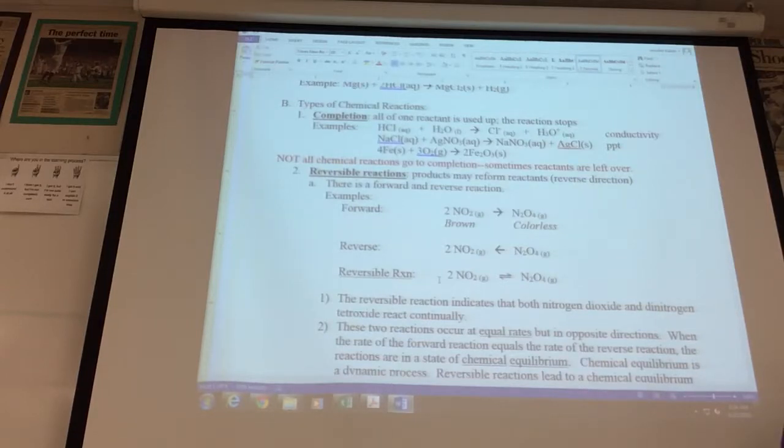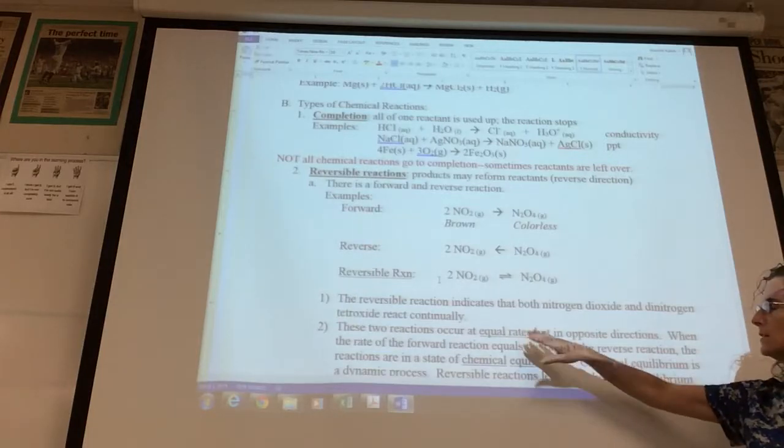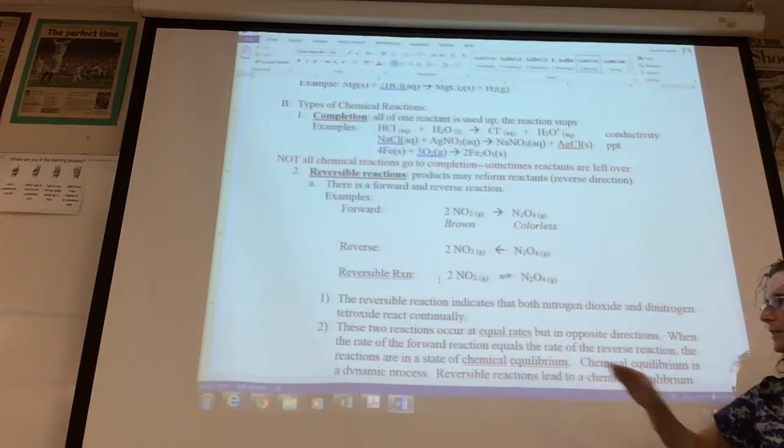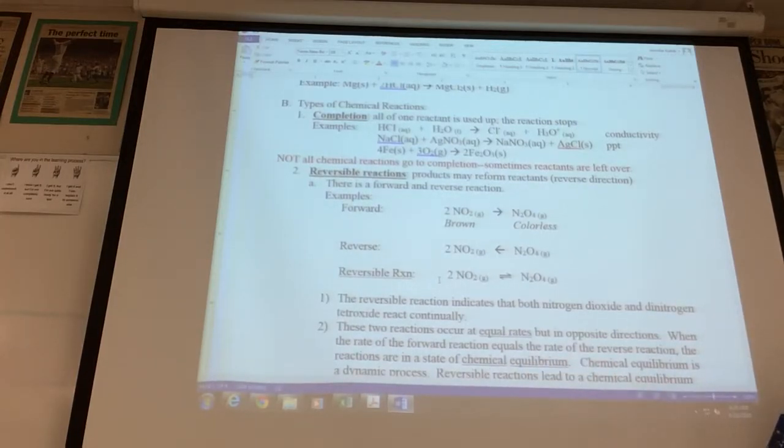Some go in, some come out. In, out, in, out. You can think about our parking lot. It's very dynamic. Cars come in, cars come out, especially in the morning. In, out, pickup. Very, very dynamic type process. When these two reactions occur at equal rates, we say that the reaction is in a state of chemical equilibrium.